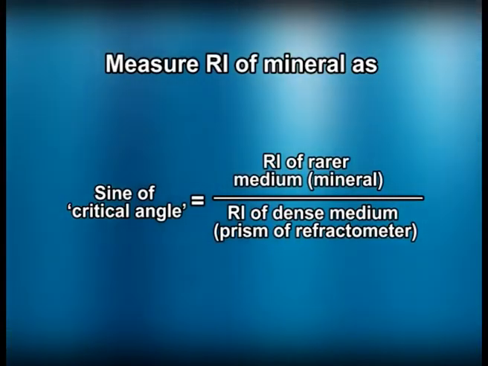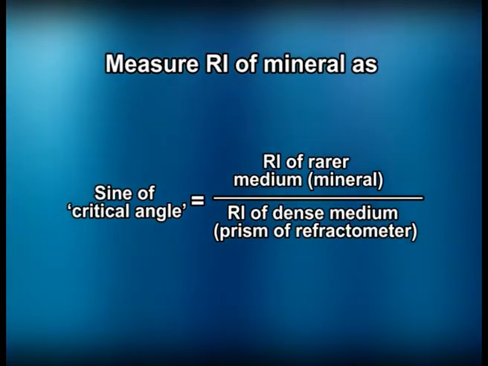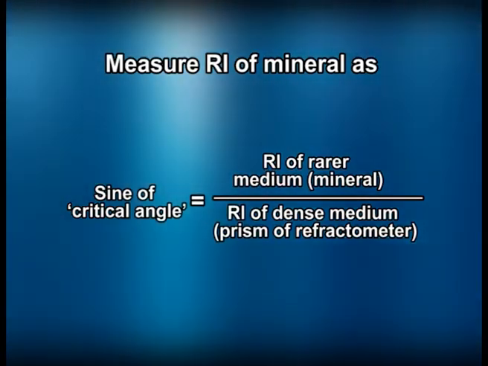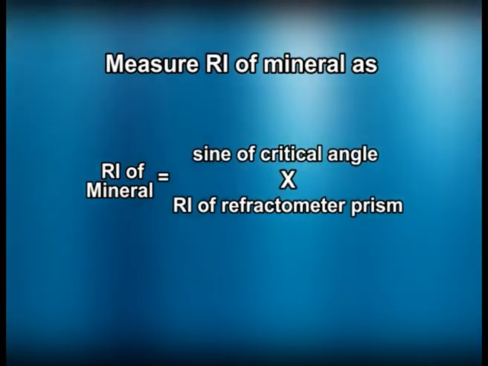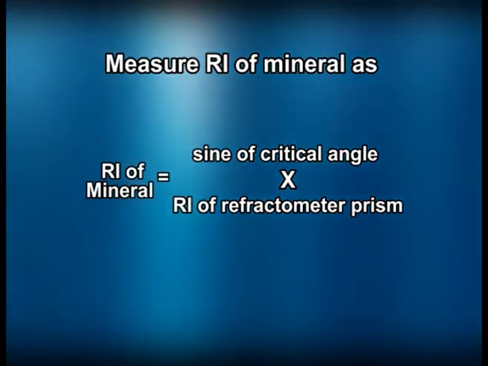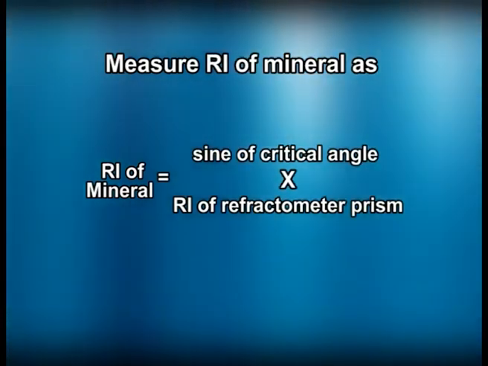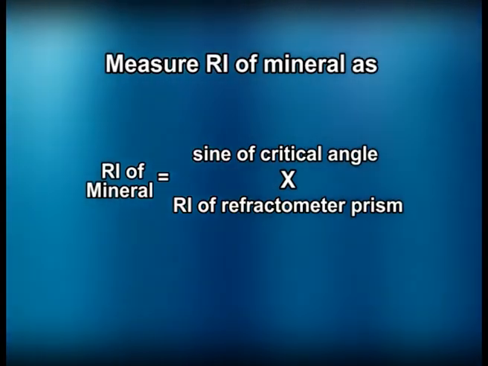The critical angle gives the direct measure of the refractive index (RI) of a mineral as follows. Refractive index of the rarer medium, the mineral, times sine of the critical angle is equal to the refractive index of the denser medium, the prism of the refractometer. That is, the refractive index of the mineral is equal to the sine of the critical angle multiplied by the refractive index of the refractometer prism. Let us now look at the figure.